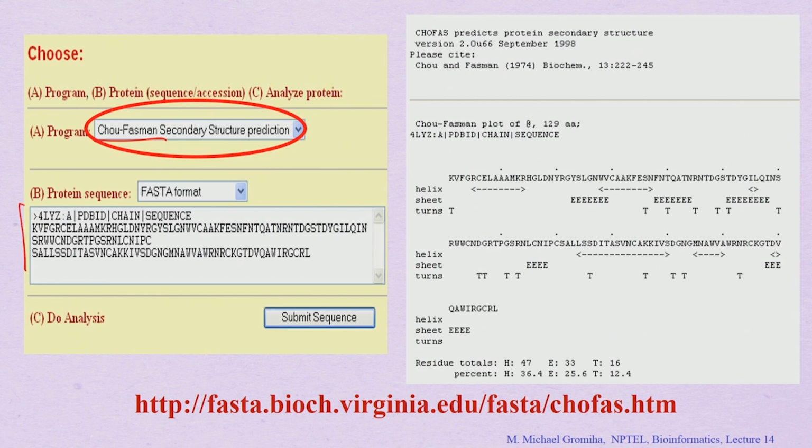It uses the same 1974 method, and finally you can see this region is the helix, which is what we discussed, the predicted ones, and then you can see this is a strand region and this is a turn region. So finally you can use this server to predict the secondary structures based on Swayam methods.